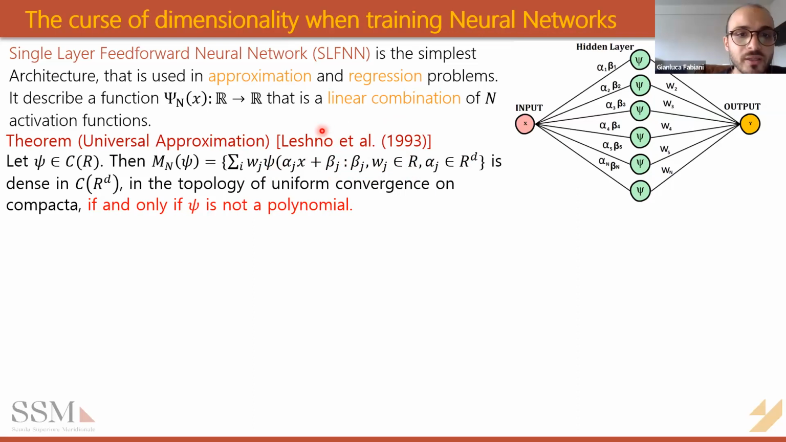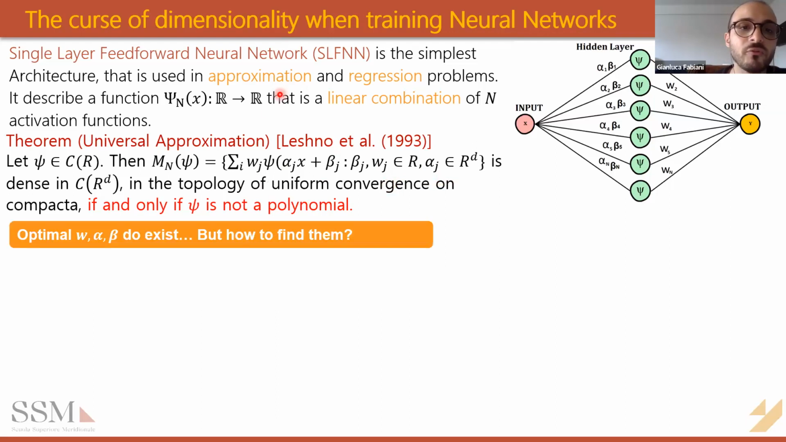As was also proven by Leshno, this holds if and only if the activation function is not a polynomial. So we have a broad possibility to choose the activation function. The problem of all these universal approximation theorems is that even if they say there exist some optimal internal weights, external weights, and biases, they exist, but there is not a clear way to find them.